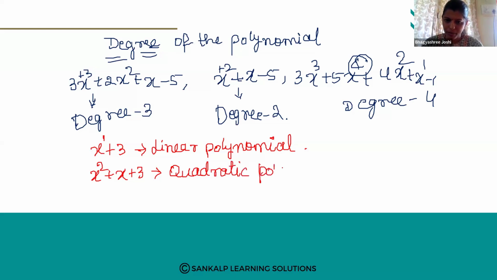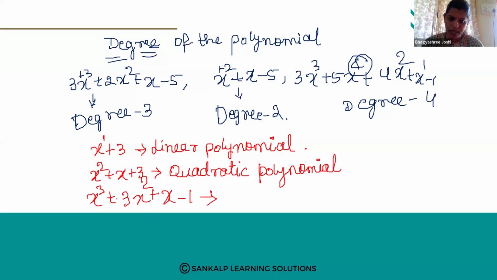Remember, quadratic polynomial. Next, x cube plus 3x square plus x minus 1. In this polynomial, the highest degree is 3. That means if the degree is 3, we call it a cubic polynomial. Remember, cubic polynomial.